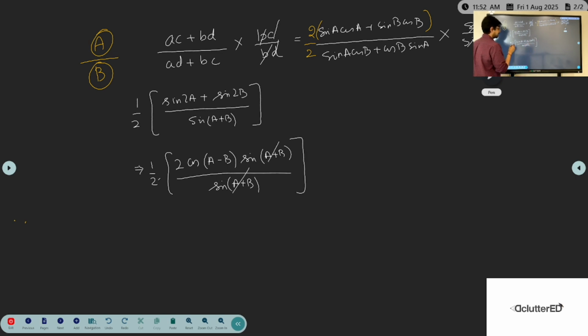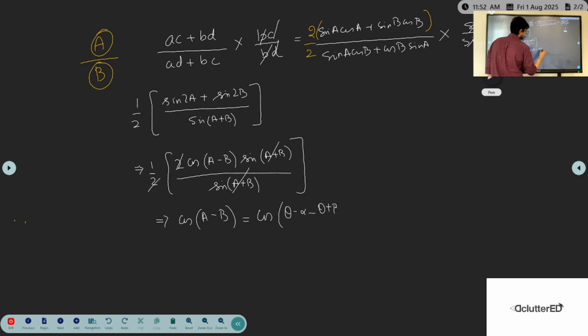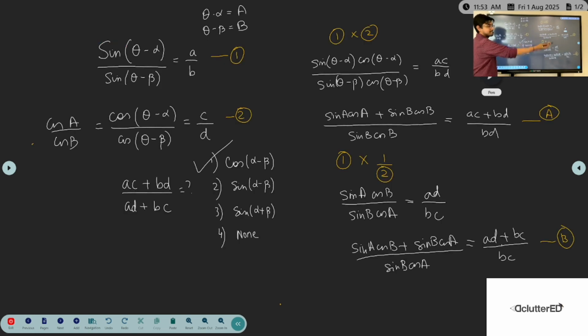Sine (A plus B) and sine (A plus B) cancel, and I have the answer as cos of (A minus B). Now when I plug in A and B as theta minus alpha and theta minus beta, I will get cos of (beta minus alpha), which is equal to cos of (alpha minus beta), because cos theta is cos of minus theta, and hence our answer is cos of (alpha minus beta).